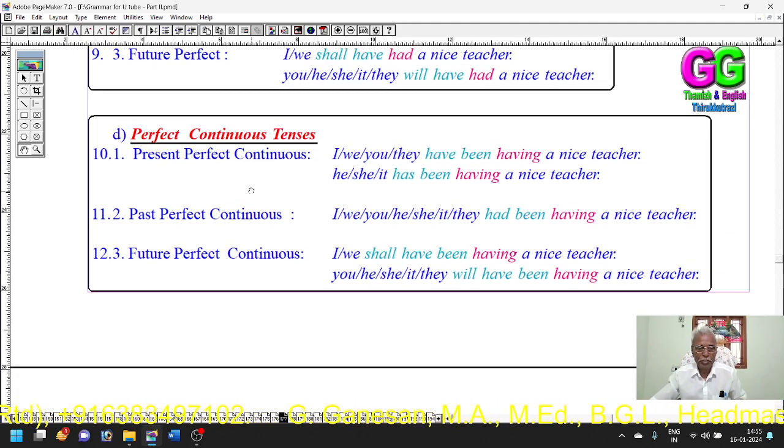Then past perfect continuous, the same. I had been having a nice teacher. Similar for all the eight subjects. Then future, for first person.